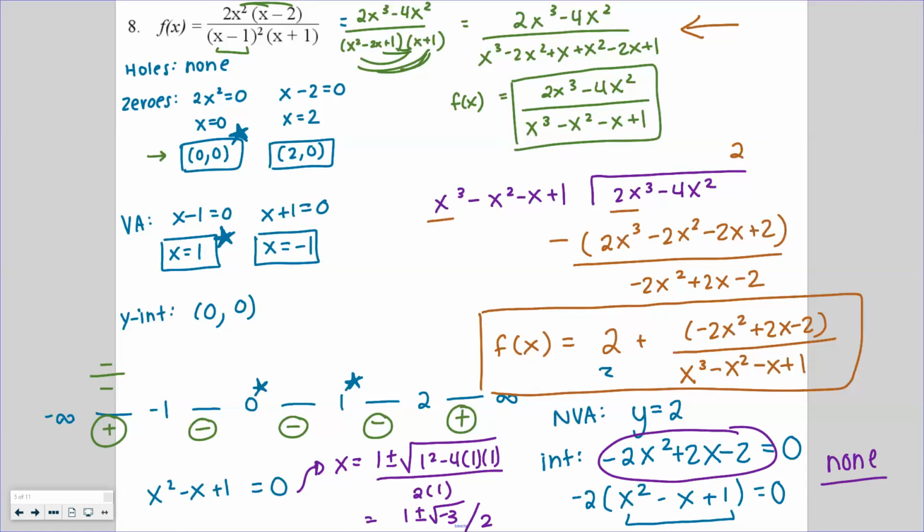Okay, last piece is the end behavior. I'm gonna do this in the upper right-hand corner. I'm sorry that I'm running out of room here. As x approaches negative infinity and positive infinity, where is our function going? Well, our function is always going to approach the non-vertical asymptote. So in this case, we're approaching 2. Whether it's from above or below is all that's left to figure out.